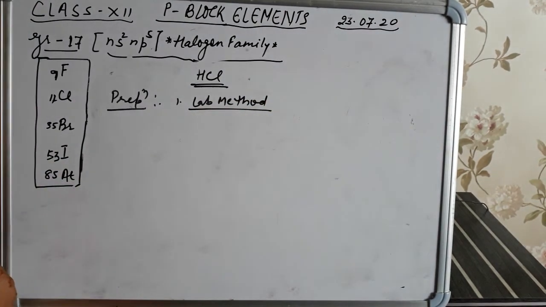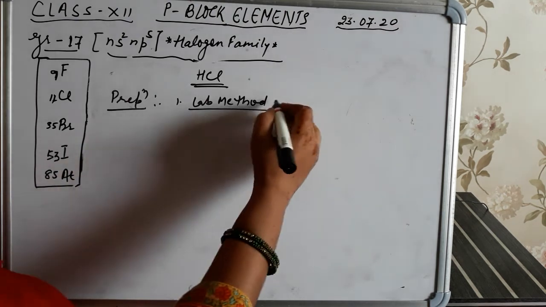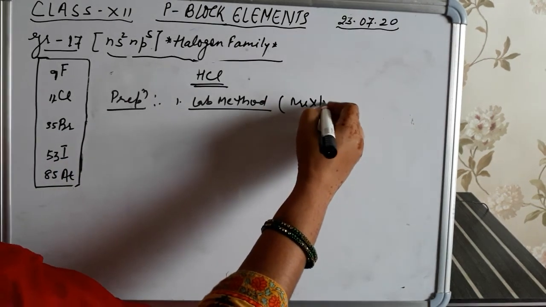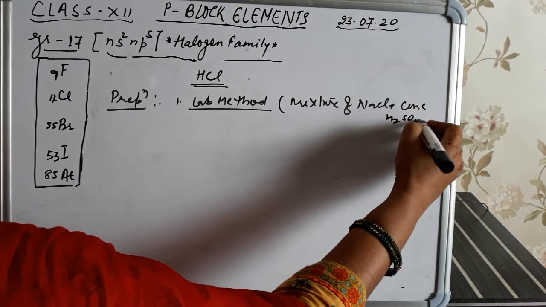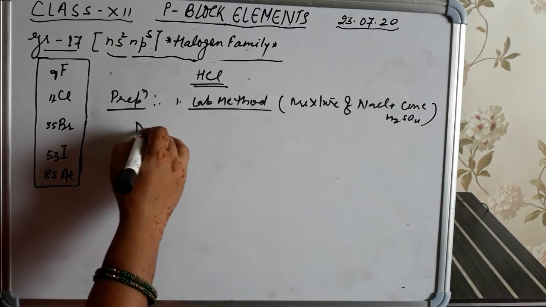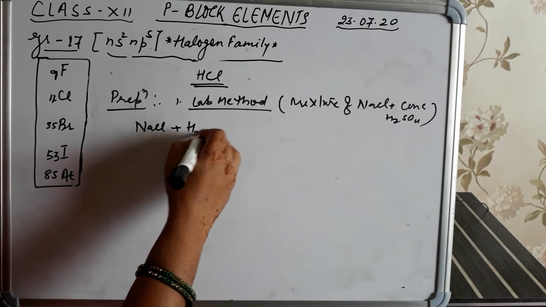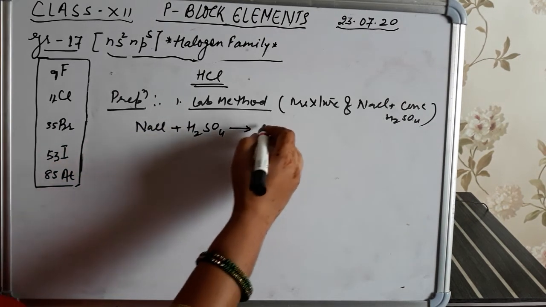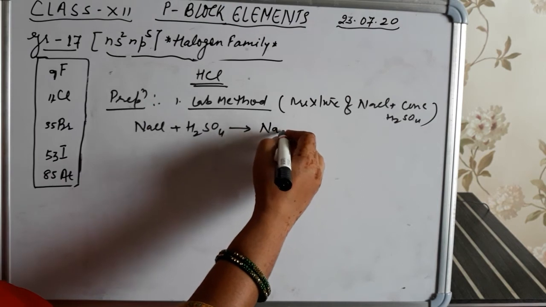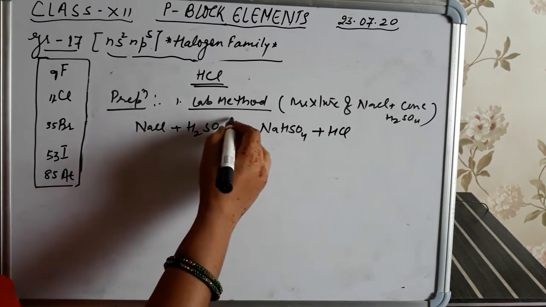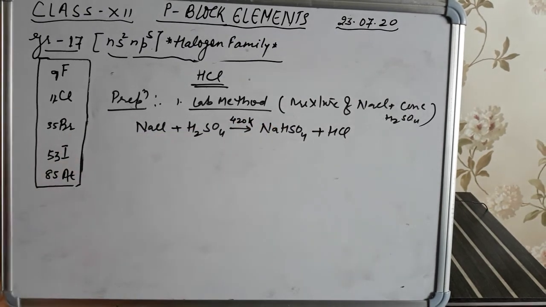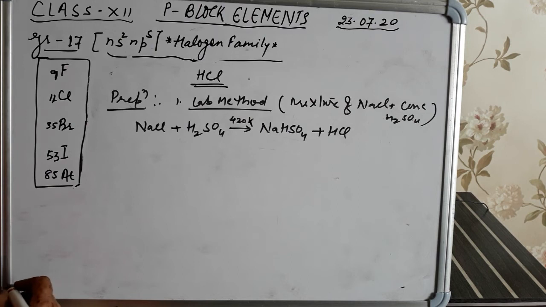Laboratory method: it is prepared by heating a mixture of NaCl and conc. H2SO4. NaCl and H2SO4 react to form NaHSO4 plus HCl. Temperature is 420 Kelvin. So it is easily prepared in the laboratory by treating NaCl with conc. H2SO4.